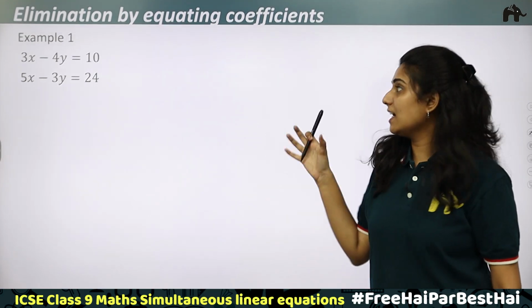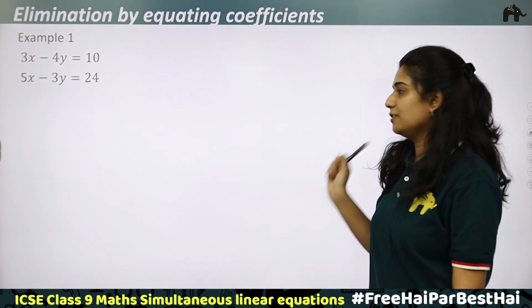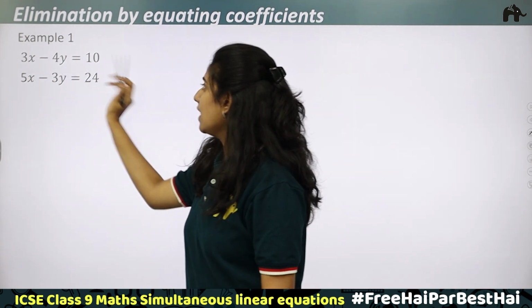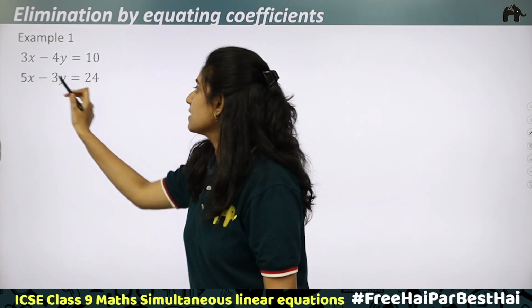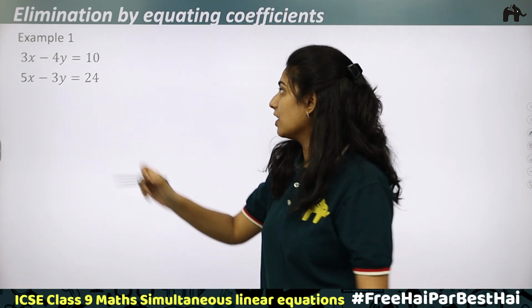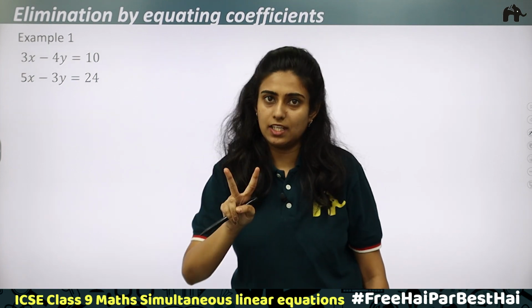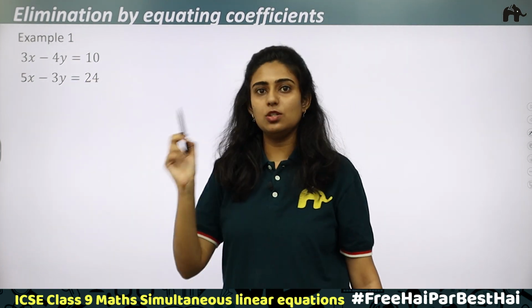With this example, we'll understand the elimination by equating coefficients method. So here you have two equations: 3x minus 4y is equal to 10 and 5x minus 3y is equal to 24. You can see that these are linear equations in two variables.